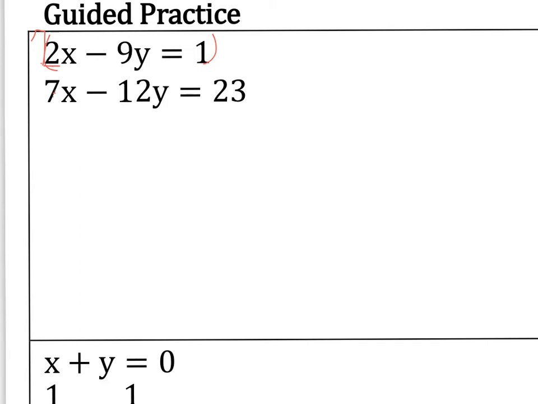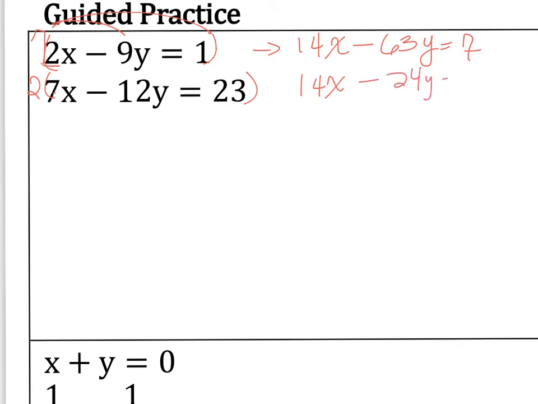From this number. So this would be 14x, and then 7 times negative 9, and then 7 times 1, 7. And for the other one, I'm going to multiply by 2 to get 14x as well. And then 2 times negative 12 is negative 24y. And then 2 times 23 is 46.